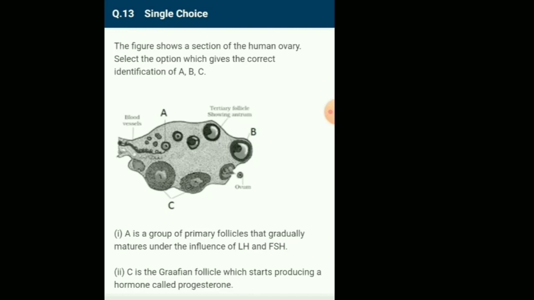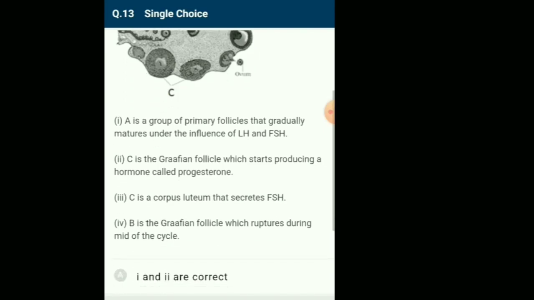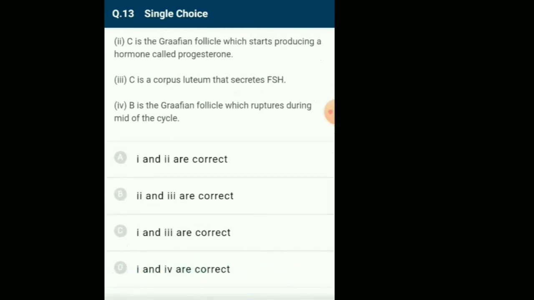Graafian follicle produces a hormone called estrogen by the follicular granulosa cells. If fertilization does not occur, the corpus luteum involutes to form the corpus albicans that is filled with fibrous tissue. So the answer for this question is option D. From the given four statements, first and fourth statements are correct.